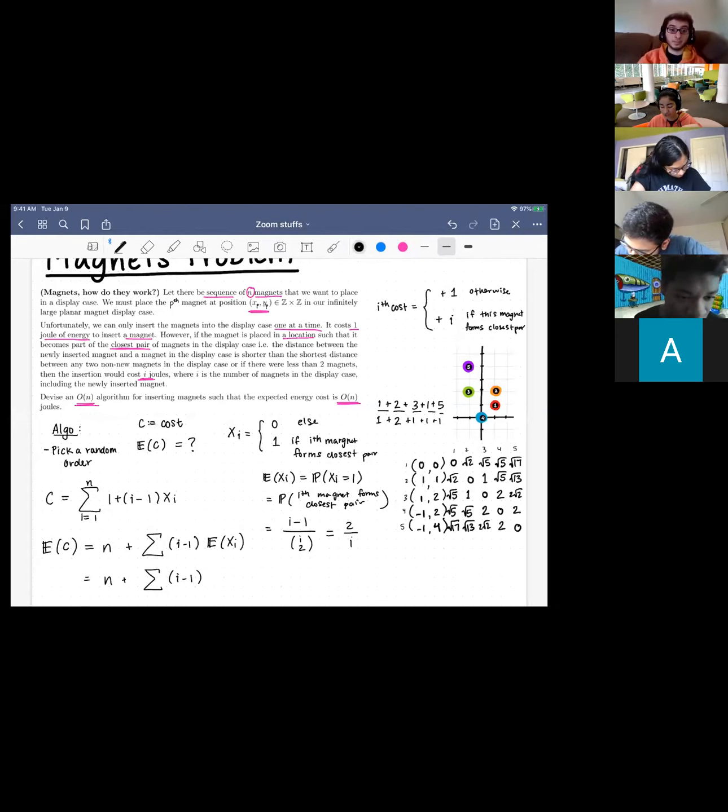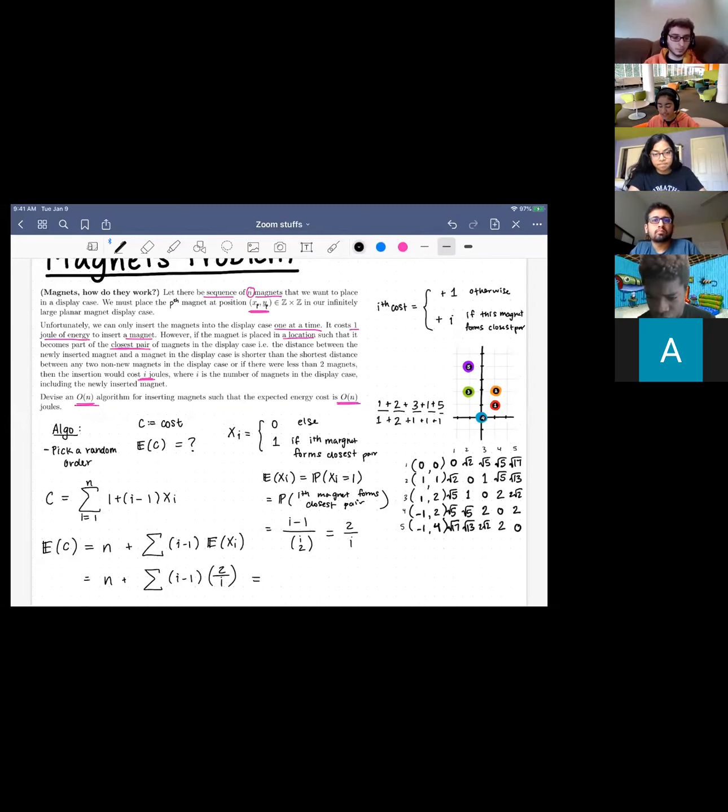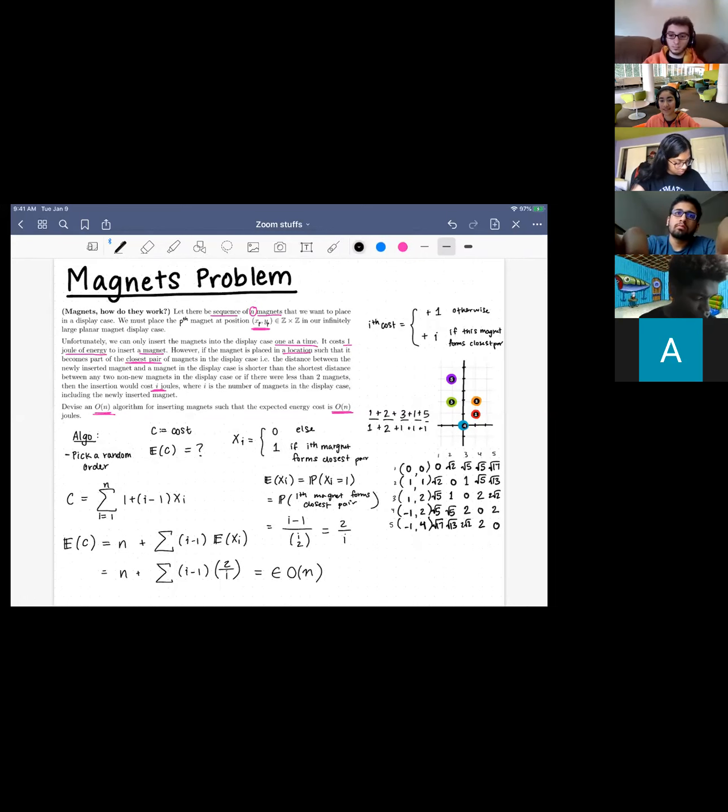Putting this into our summation, 2 over i, if you put this into big O, the i's kind of cancel out. There is a minus 1 there, but they basically cancel out. In terms of big O, the minus 1 doesn't make a difference. So you would just end up with n plus n, which is 2n, which is of course in big O of n, which is what we wanted to show. So we just showed that our randomized algorithm has O of n expected energy cost.